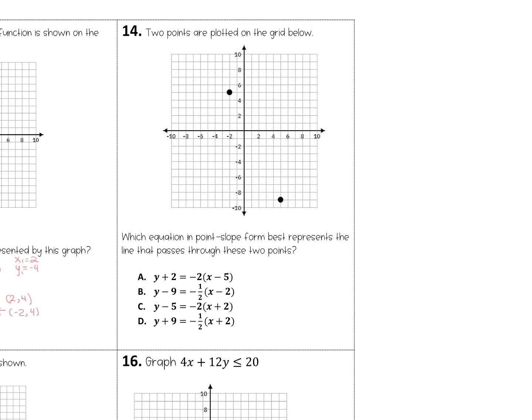Number 14 gives you 2 points, and I want you to write the equation. So before I do anything, let's find the slope. So if I do the slope, 1, 2, 3, 4, 5, 6, 7, 8, 9, 10, 11, 12, 13, 14. My rise was -14. My run, 1, 2, 3, 4, 5, 6, 7. So my slope is my rise over my run, which would have been -14 over 7, which makes a -2.